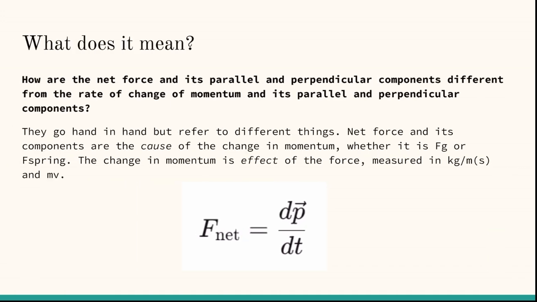So what does it mean? What's the difference between net force and the rate of change of momentum? These go hand in hand and are basically the same number, but they refer to different things. Net force and its components are the cause of the change of momentum, whether it's the force of gravity or the force of a spring. The change in momentum, dp over dt, is the effect of the force, which is measured in kg m/s.